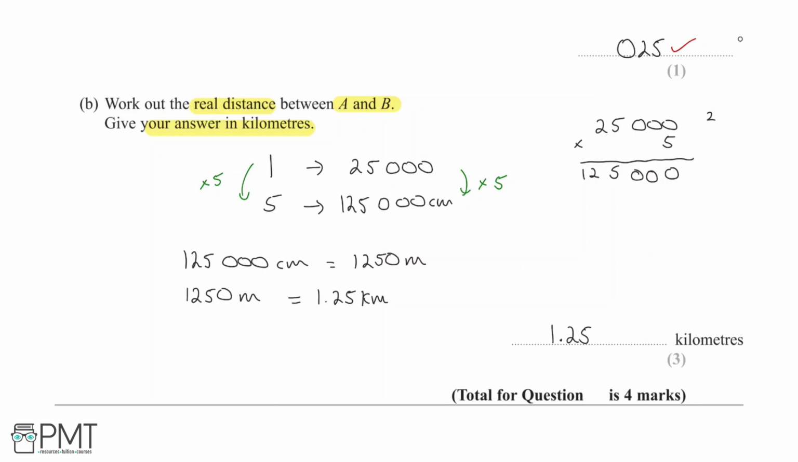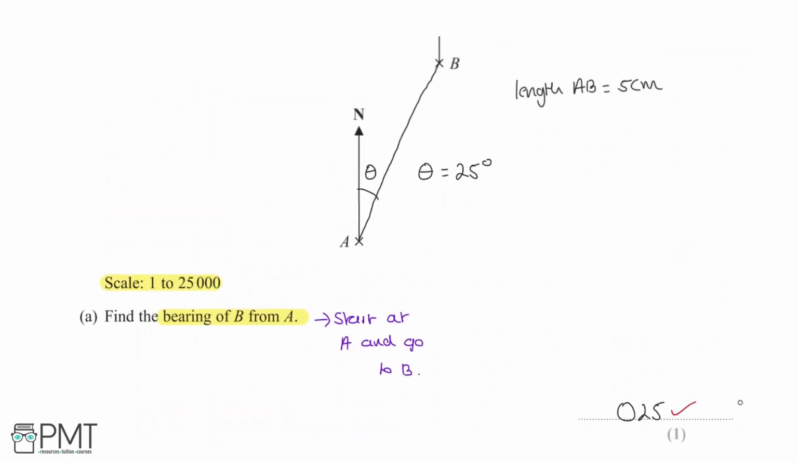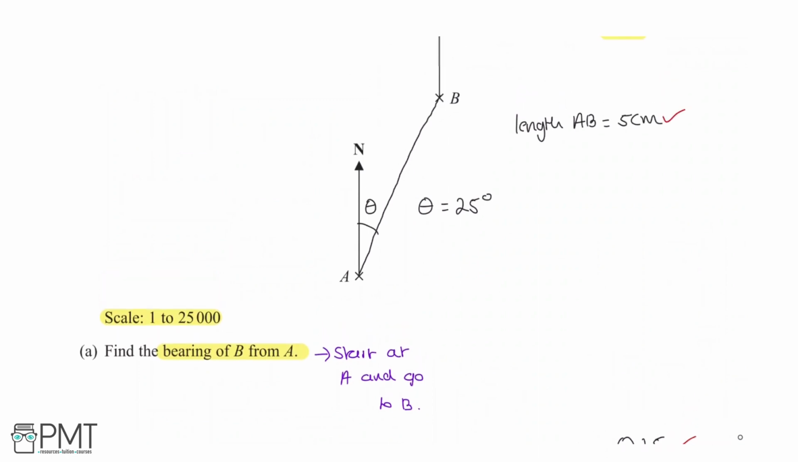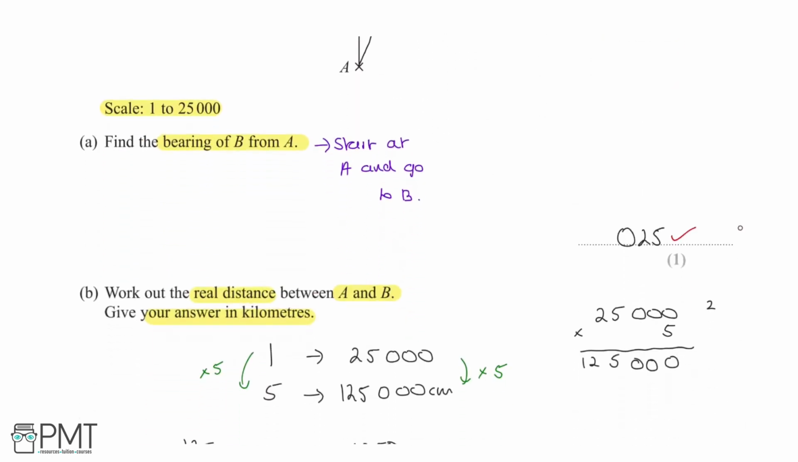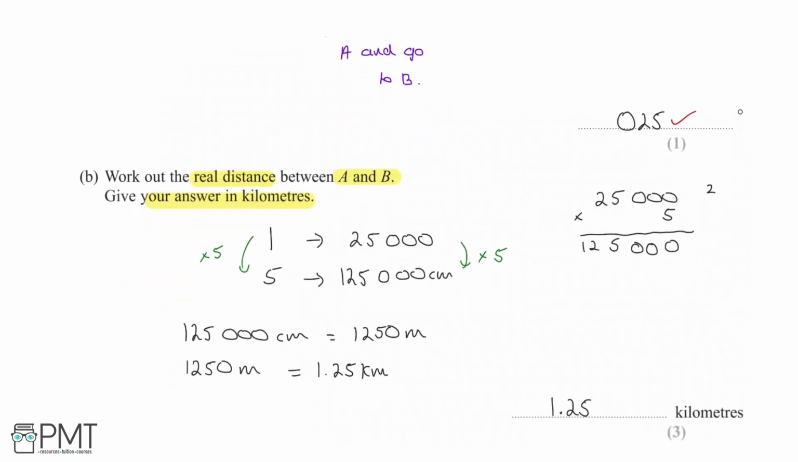So this question is worth 3 marks. The first mark comes from a correct measurement of AB. As we have here, you will get the mark for anything between 4.8 centimeters to 5.2 centimeters. You could have also measured it in millimeters, but that just makes the maths a bit longer. Your second mark comes from using the scale factor to correctly convert your 5 centimeters by multiplying by 25,000, as we have done here.